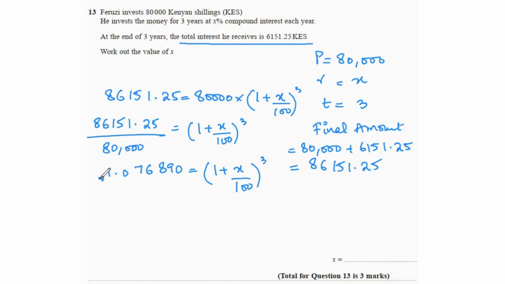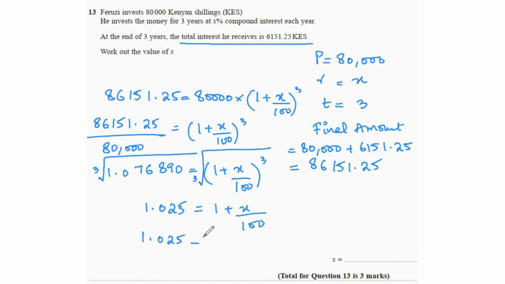Now we're going to take the cube root on both sides, which gives us 1.025 over here and 1 plus x over 100 over here. The cube root of a cube number eliminates the power, so the power becomes 1. Now we do 1.025 minus 1 equals x over 100, which is 0.025. Then we cross multiply and times it by 100. So x is going to be 2.5.